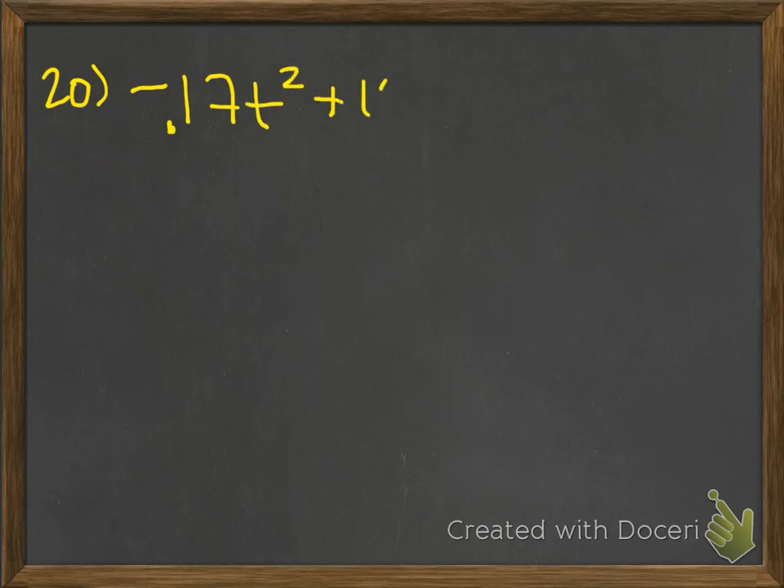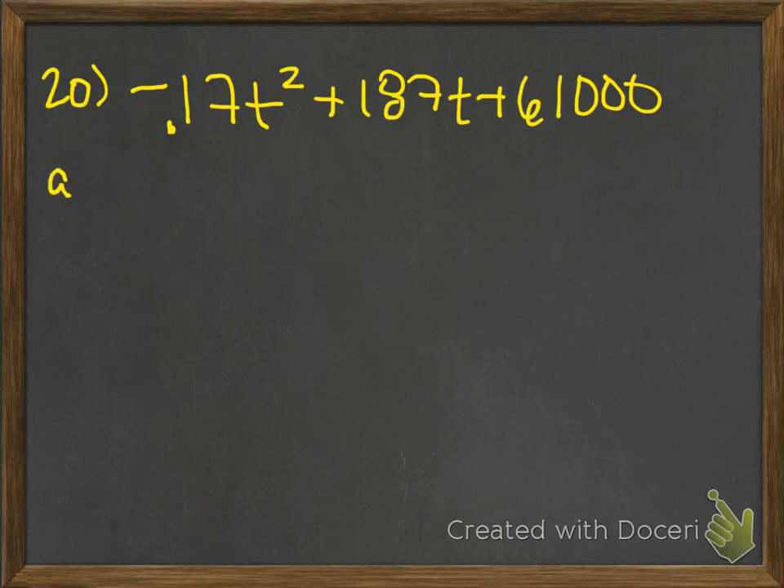Squared plus 187t plus 61,000. Okay, on this one you can use the calculator. You can actually give me a decimal answer. You don't have to worry about simplifying this. So I used the calculator, I typed it in, and using the quadratic formula for the very first question, how long did the flight last? Approximately how long did the flight last?